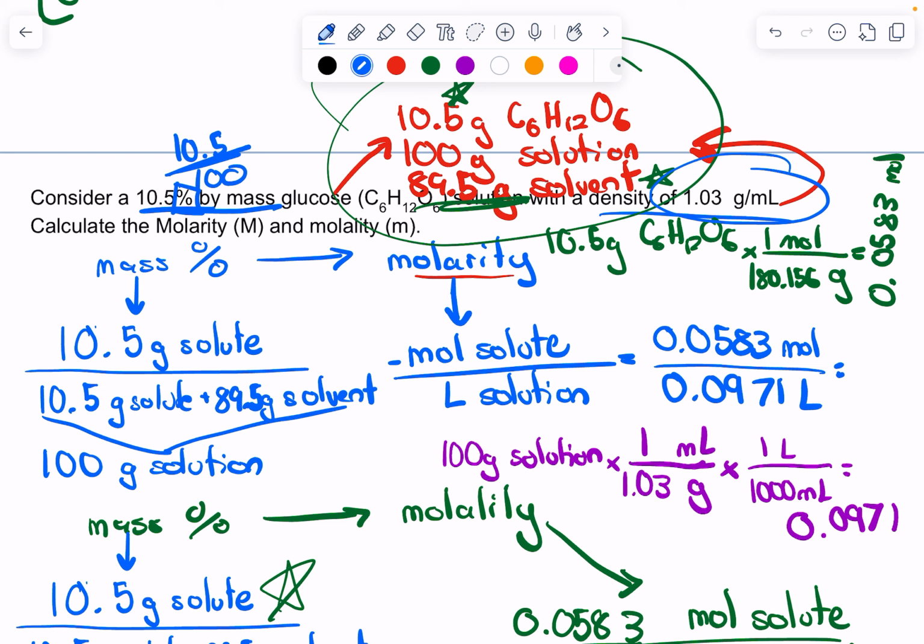0.0583 over 0.0971. So the molarity is 0.600 molar.